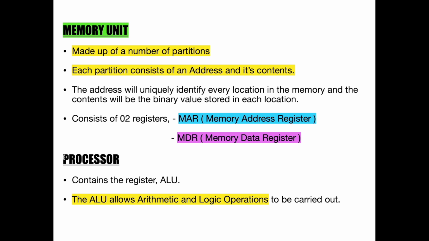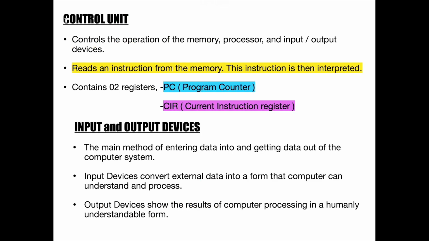The next component is the processor. The processor contains the register, ALU. The ALU, or the arithmetic logic unit, performs arithmetic and logical operations. The next component, the control unit, controls the operation of all other components. The control unit reads an instruction from the memory and then interprets it. This component contains 2 registers, the PC and the CIR. We will be talking about these registers in a while.